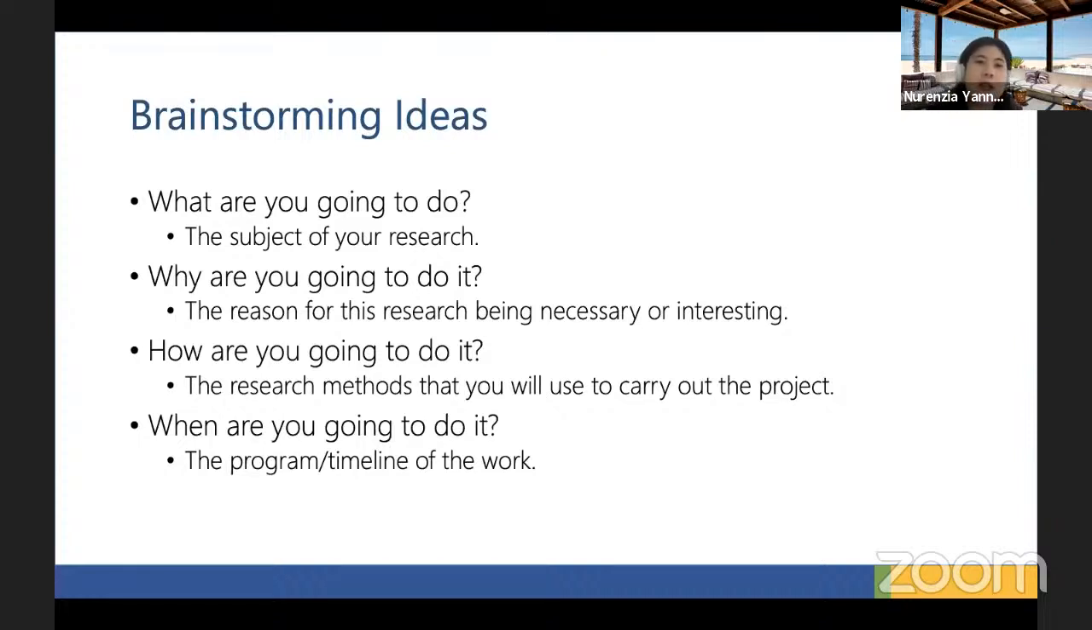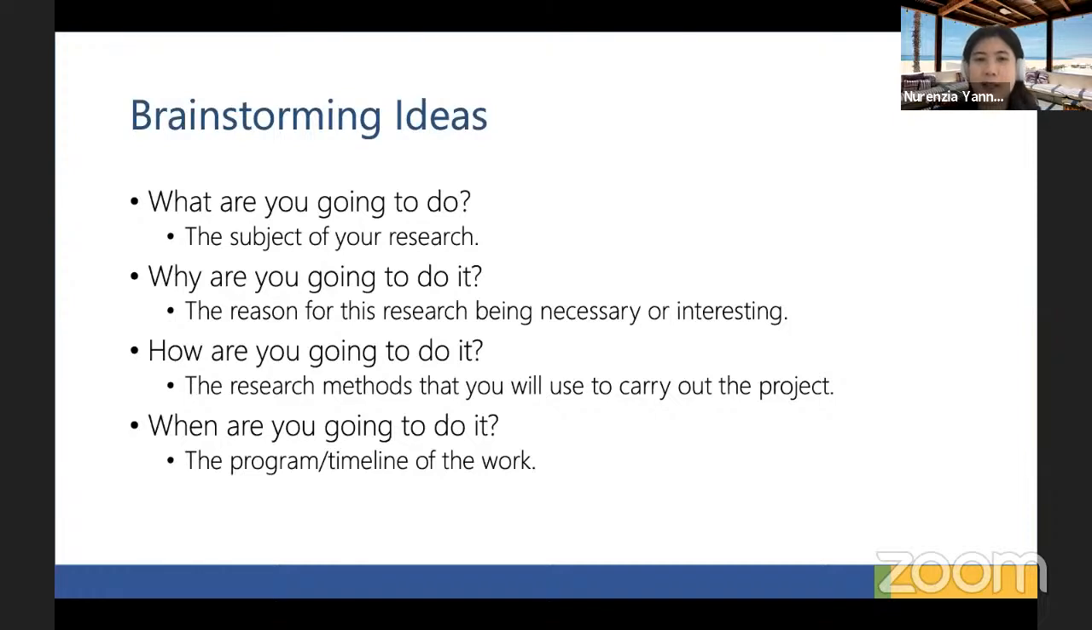So the first one is brainstorming ideas. First you have to gather different kinds of ideas. You need to know what you're going to do: the subject of the research and why. This is very important. Usually the question from a reader or from your teacher would be why you're going to do this. Why is this interesting? It provides a legitimate reason.